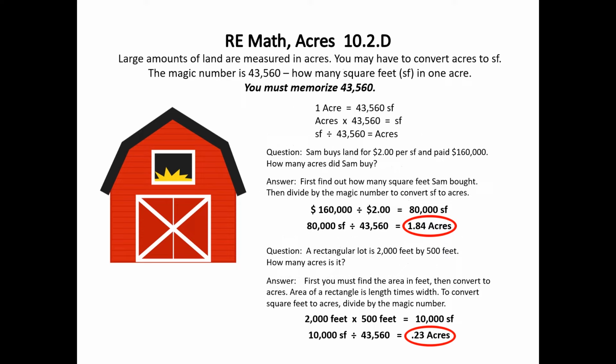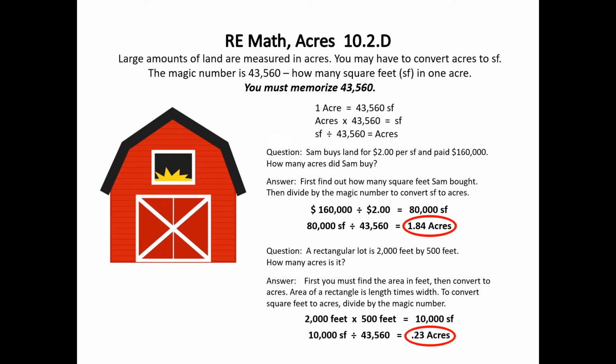Okay, what is Pam up to? Pam bought 2 acres and paid $3 per square foot. What was the total price? To answer this, we're going to figure out how many square feet Pam bought. Then multiply square feet by the dollar price per square foot.